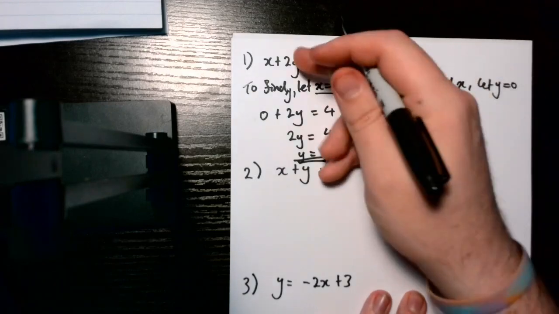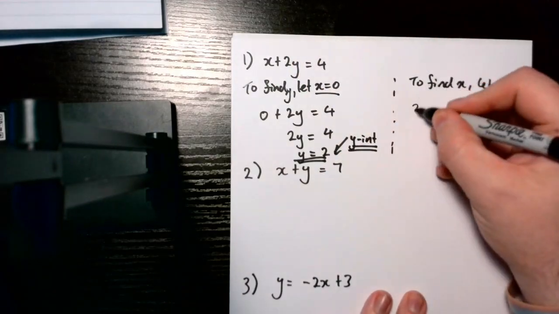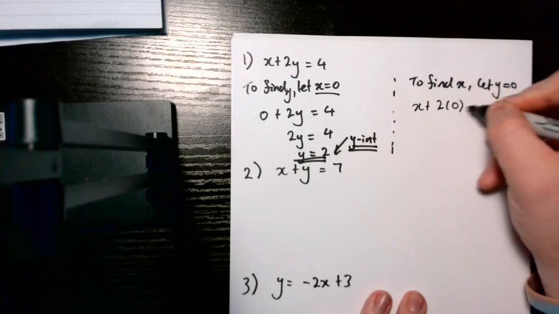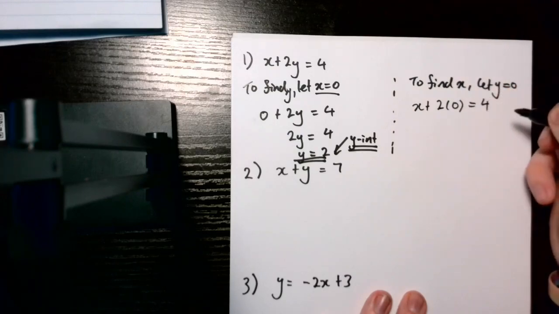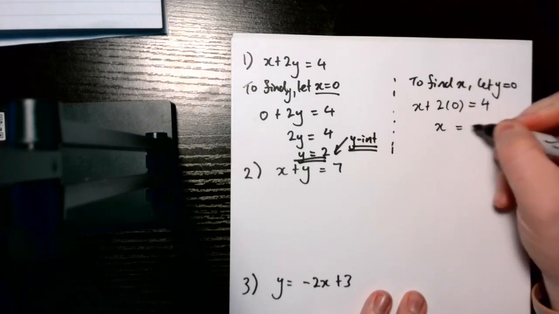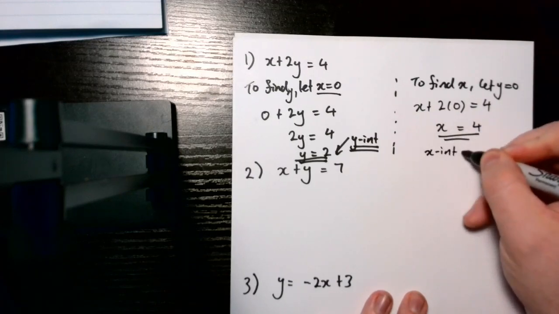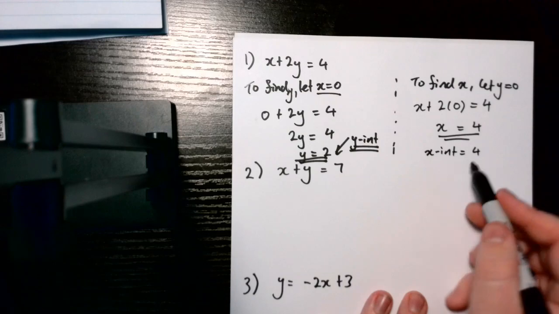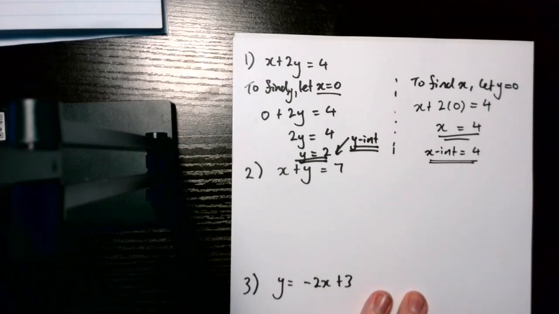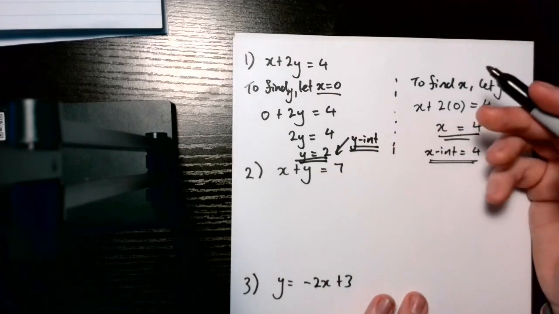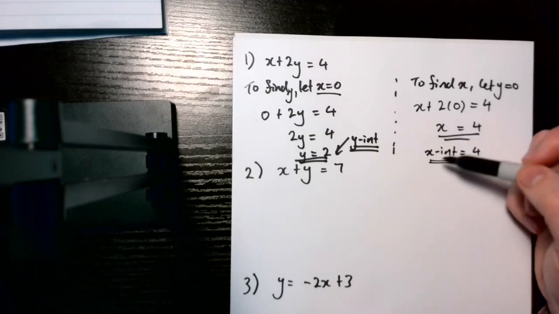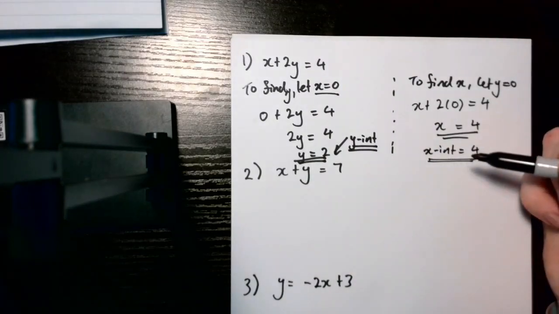So I'm going to let my y equal 0, so I end up with x plus 2 times 0 equals 4, okay? Which just gives me x equals 4. So that's my x-intercept, all right? X-int equals 4. I want you to understand that we are basically now done with the process. So we're actually able now to graph this.